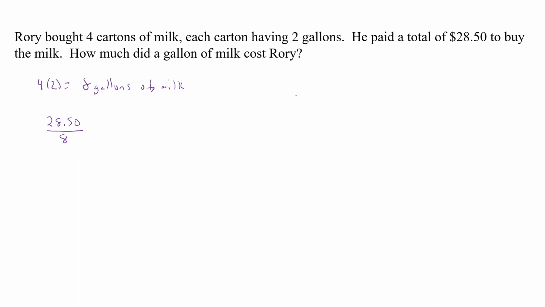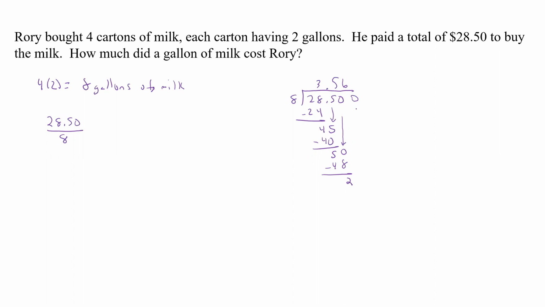So now we just take 8 into 28.50, put our decimal up there so we don't forget. Well, 8 times 3 is going to give us 24. Subtract that, that's a 4. Bring down our 5. Well, 8 times 5 is 40. Subtract that off, so that's 5. And then bring down our 0 again. 8 times what is going to give us 50? Well, 8 times 6 is 48. So if we subtract there, that's going to be 2.